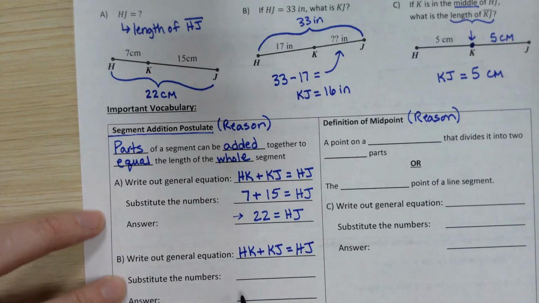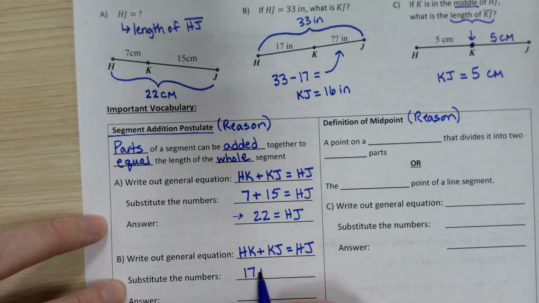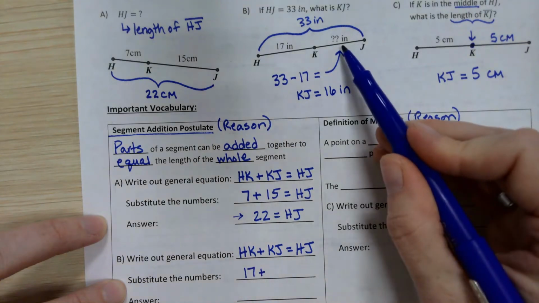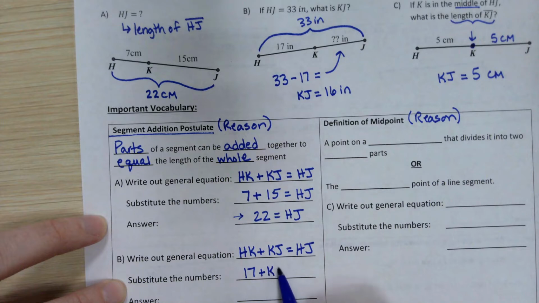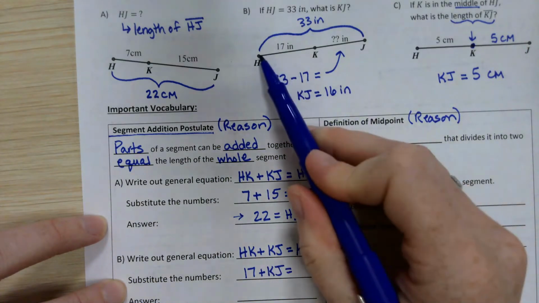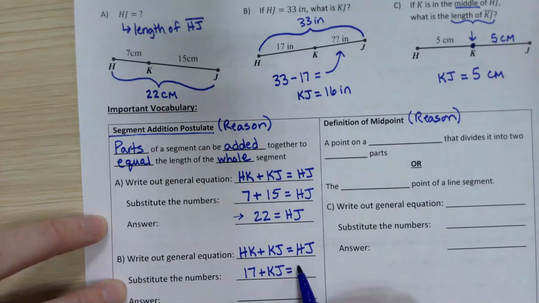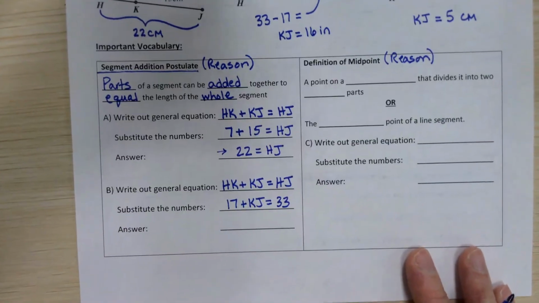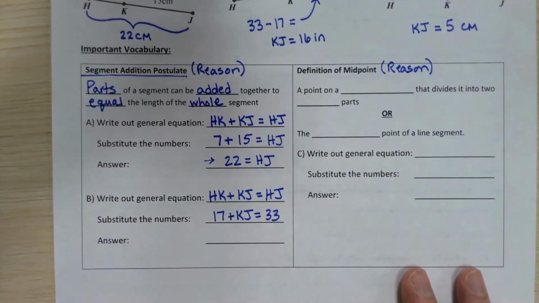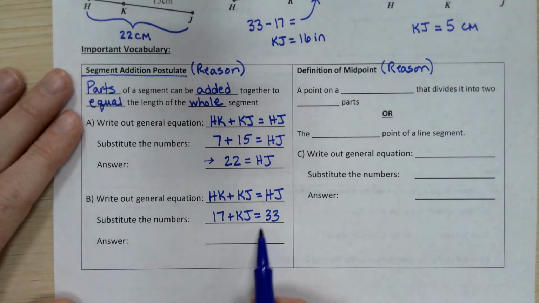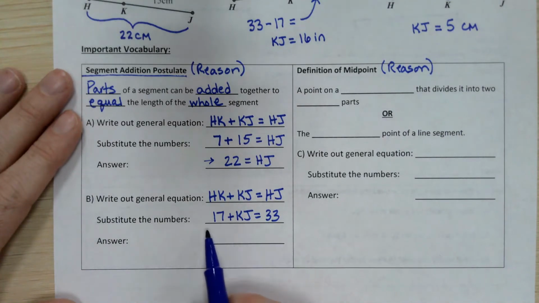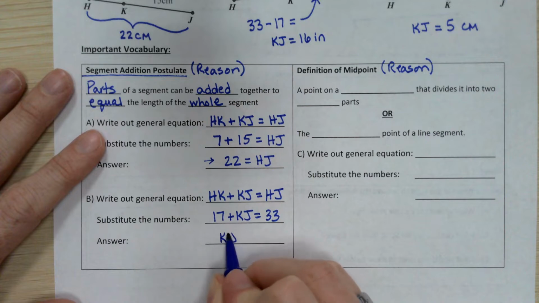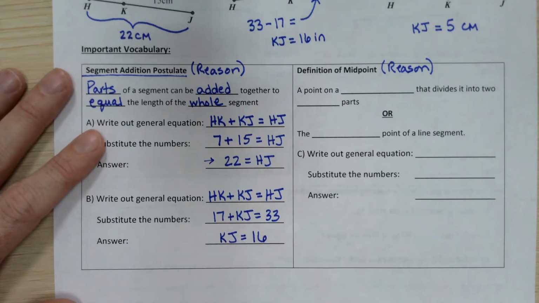But this time when we substitute our values in, HK is given to us as 17. We don't know KJ, so we can leave that. But HJ, that whole distance, was given to us. Now when we did this problem the first time, I did it with subtraction, 33 minus 17. That's exactly what this algebra equation would result in. Subtract 17 from both sides to isolate that KJ and land on your answer of 16.